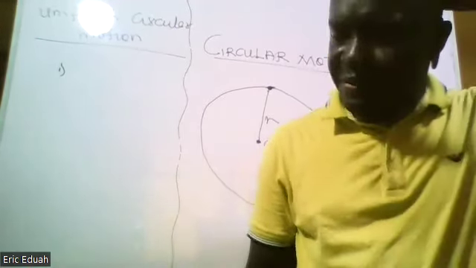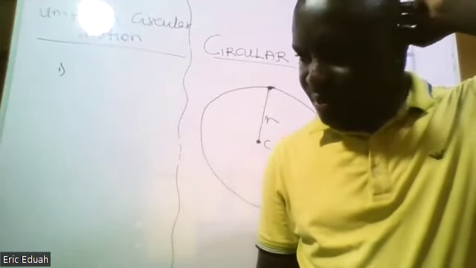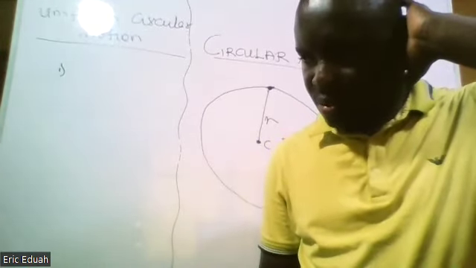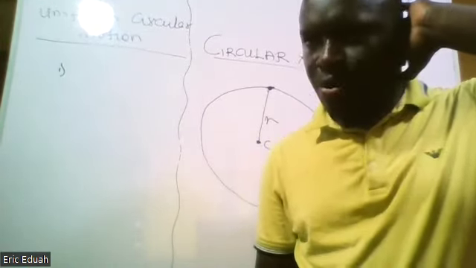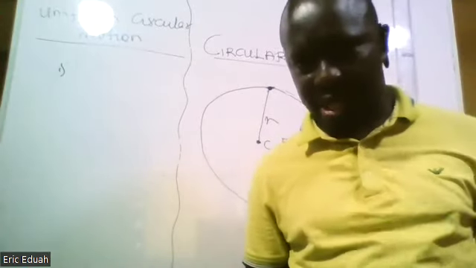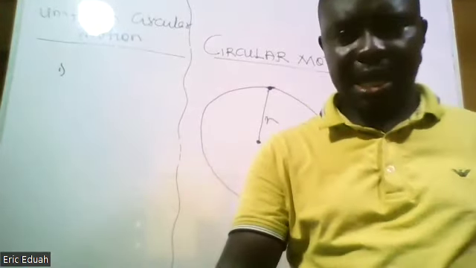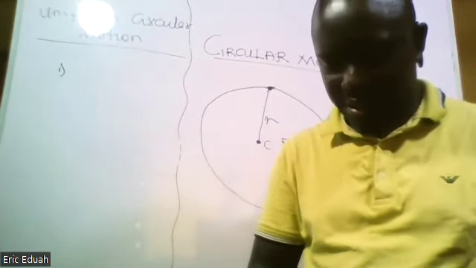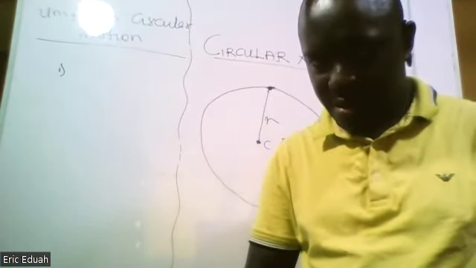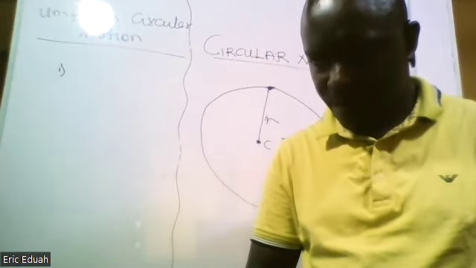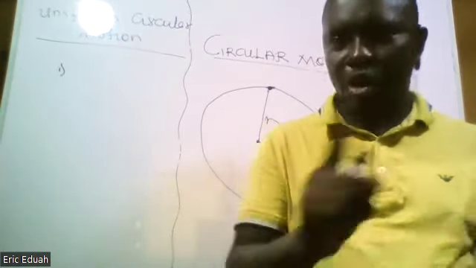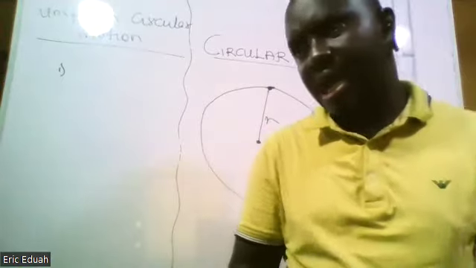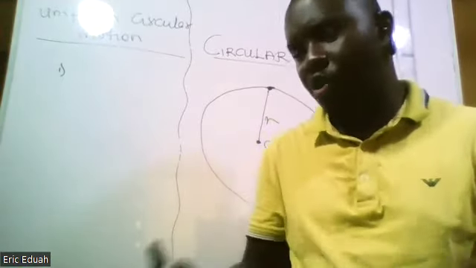Where's an example of circular motion? The movement of the moon around the earth. Okay. Len, an example of circular motion. A car negotiating a curve or bend.